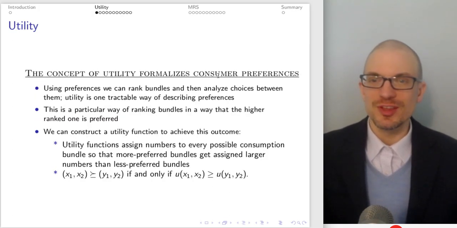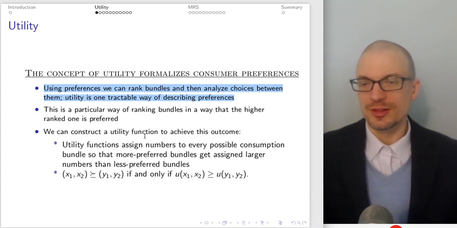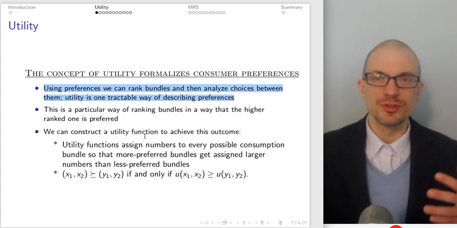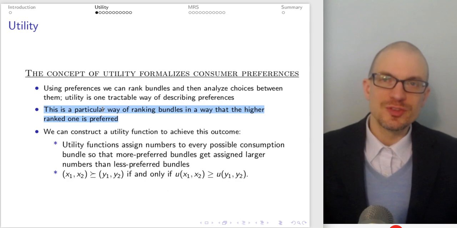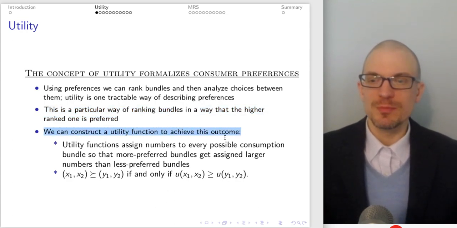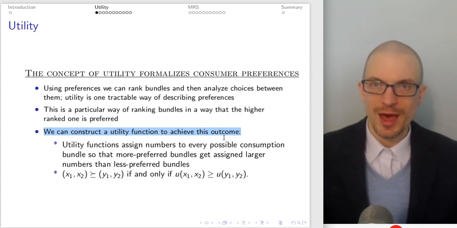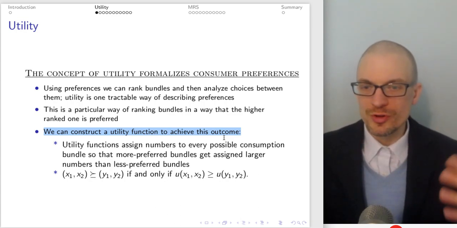So the concept of utility formalizes our consumer preferences. This is important because consumer preferences, though interesting, give us a way to talk about the consumer's comparison of how well they like particular bundles, but can be really unwieldy to work with. So the idea is utility is one tractable way to describe preferences. Importantly, preferences give us a ranking of bundles, and we need utility to be able to preserve that ranking. So we're going to build a utility function. It's going to be an ordinal concept, meaning order matters, not a cardinal concept. So magnitude's not going to matter. It's going to be the order that matters.